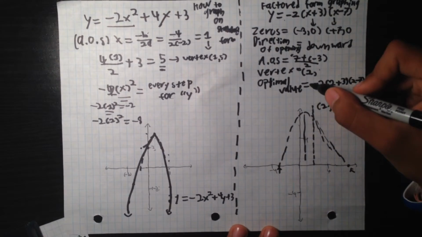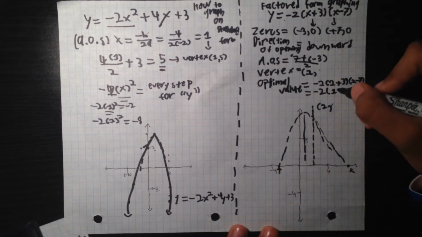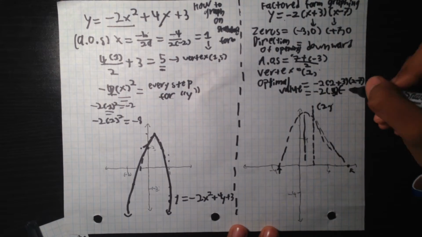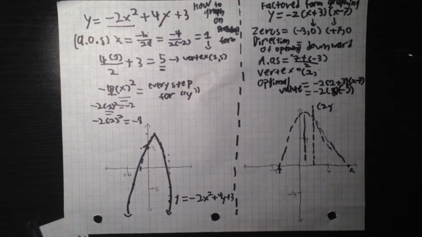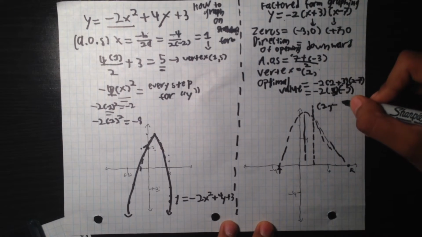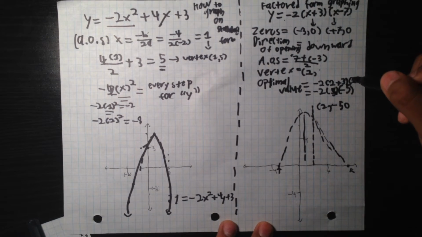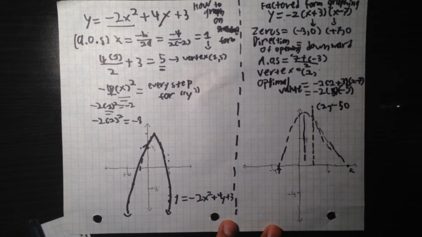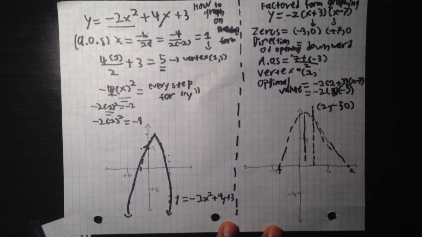Then you just do BEDMAS. As you see here, -2 stays out. 2 plus 3 is, oh sorry, my apologies, 5. And then 2 minus 7 is -5. And at the end, you just want to multiply it. So if I'm correct, your answer will be -50. Let me see if I'm correct. Yeah, so -50. And that is your answer. That is your optimal value, the vertex. And there you go. That's pretty much it.